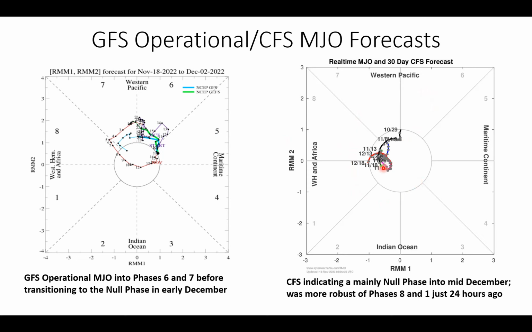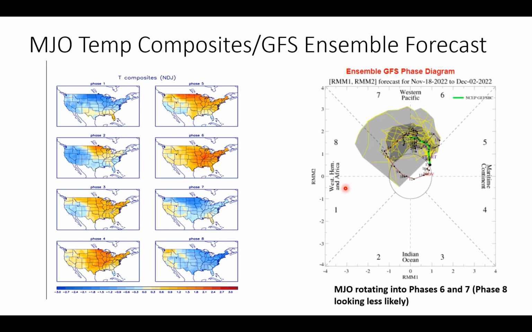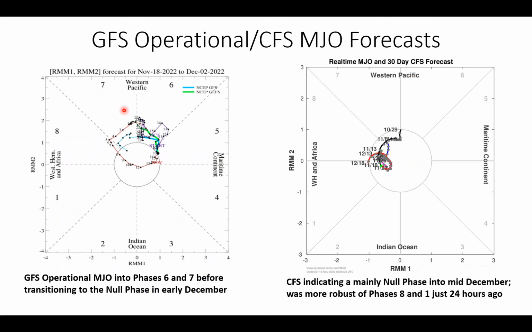Looking at the Climate Forecast System, the CFS, 30-day forecast for the MJO. This also looked more promising for a few days this week. It showed the MJO rotating into phase 8 from the null to phase 8 and then over to phase 1. And like I showed you in the composites here, phase 8 and phase 1, those are colder than normal patterns, specifically for the eastern United States. And now look at the CFS forecast right on until the 18th of December.